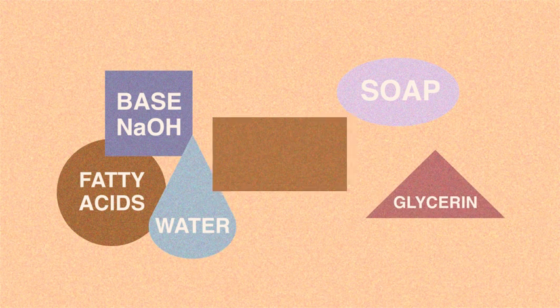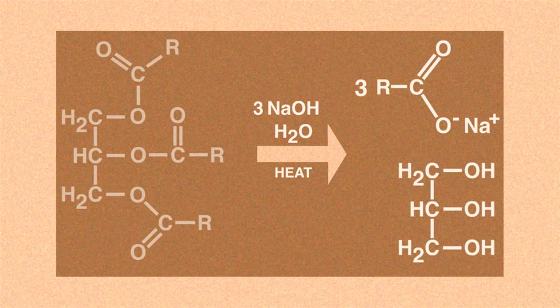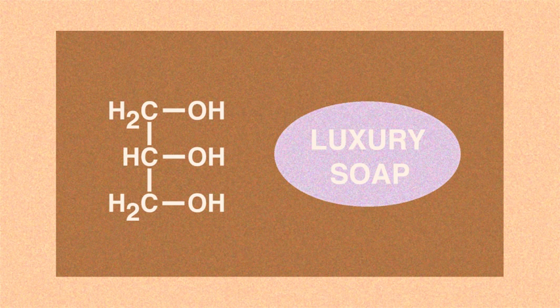This is seen in the chemical reaction where the fatty ester highlighted is broken down to form a carboxylate salt and glycerin. Glycerin is found in luxury soaps because of its ability to make soaps appear translucent.